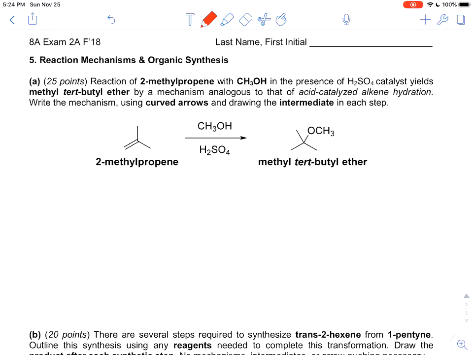Hello and welcome to page 5. This is the final page on the Fall 18 exam. This first problem on part A on page 5 is the same for versions A and B.